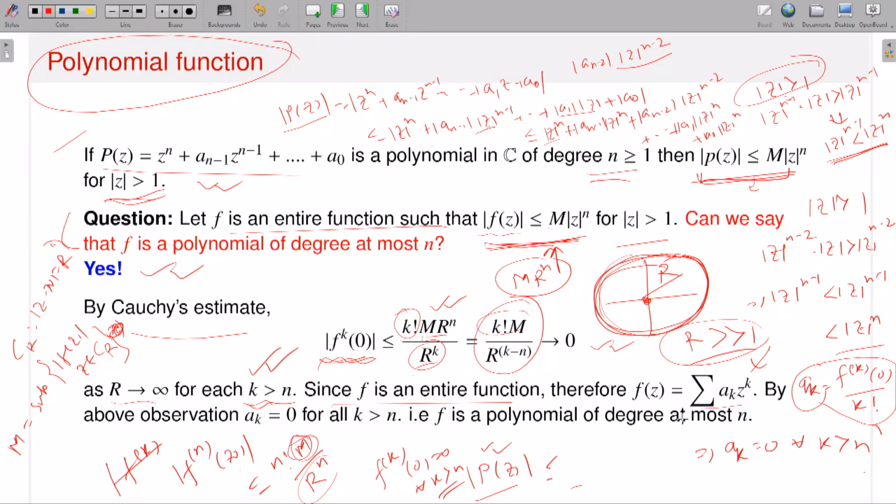So I will have a power series f(z) as the sum from k equals 0 to infinity of a_k z to the power k, but because of this estimate, the hypothesis on the function, I conclude that the terms beyond n are 0. So f(z) looks like the sum from k equals 0 to n of a_k z to the k. But what is this? This is actually a polynomial of degree at most n. Since f is an entire function, I know the power series expansion of f around the point 0. By observation, a_k is 0 for all k greater than n because of this estimate. So therefore, f is a polynomial of degree at most n. So this is very nice.